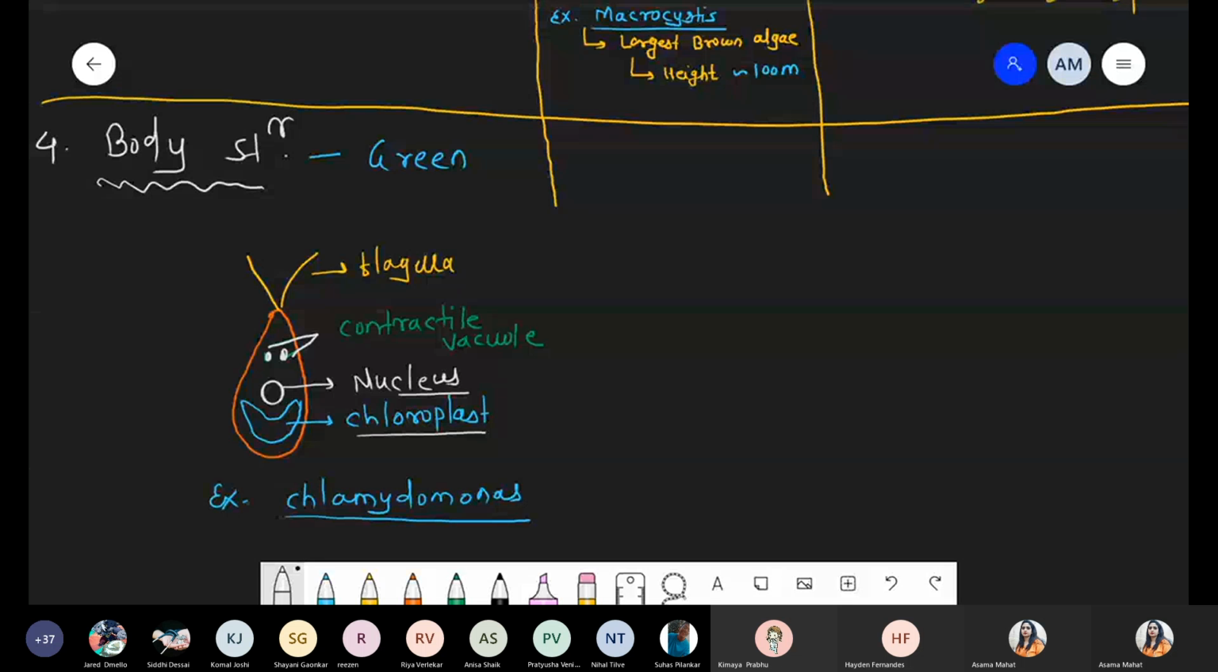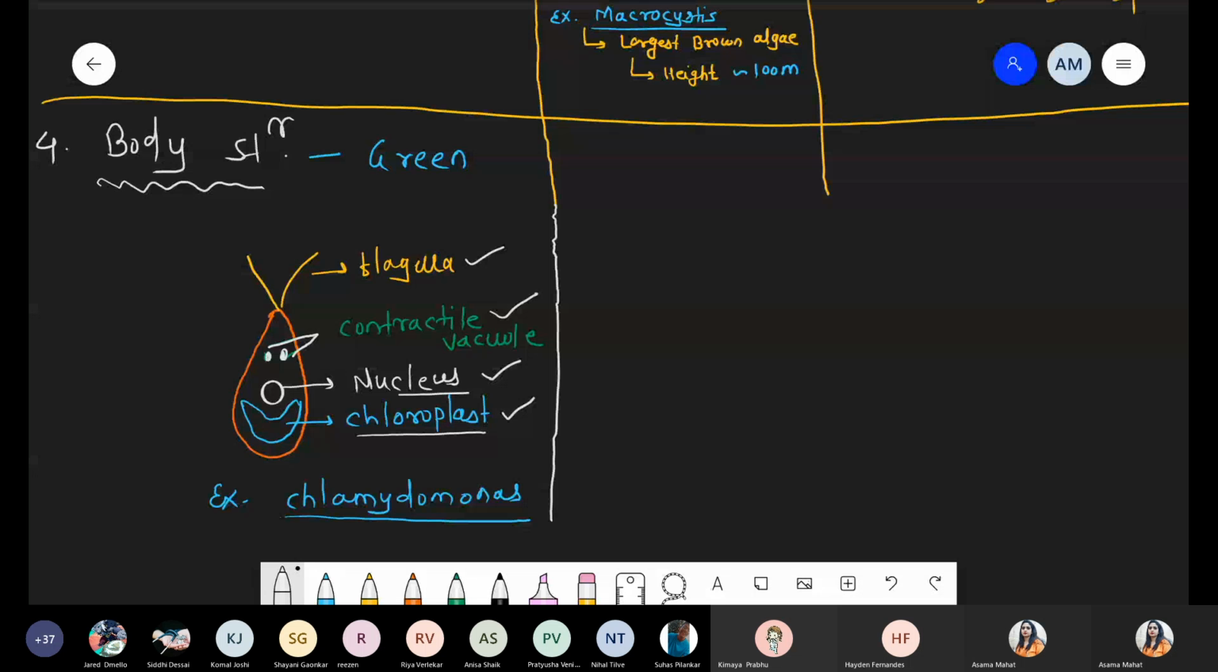Okay. Thank you. So we are talking about the typical structure of Chlamydomonas. Repeating the point: Chlamydomonas are unicellular flagellated green algae. It has the flagella. Second, it has the contractile vacuole, as well as the nucleus, and as well as the chloroplast. So it is a very simple structure with respect to green algae.